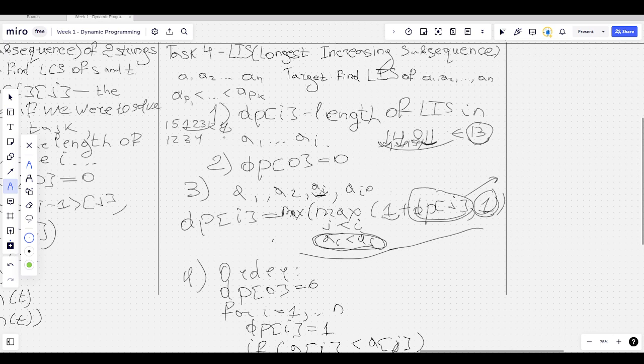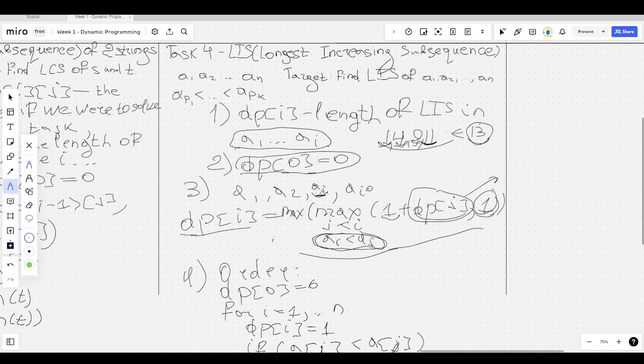Okay, what is the first question? What stores dp? dp e is the length of this subsequence. Okay, what's the next question? We can fill dp null by null equal to null. And the third question, the most interesting question: what's the induction step?